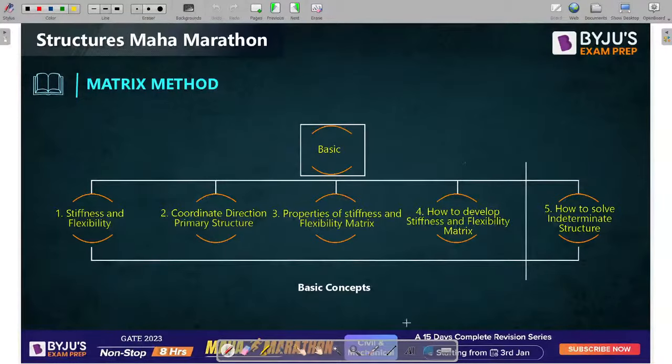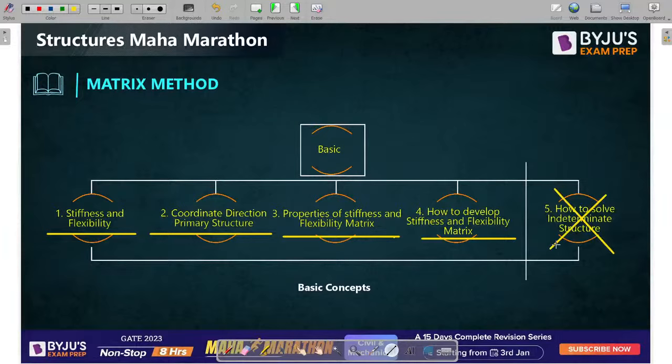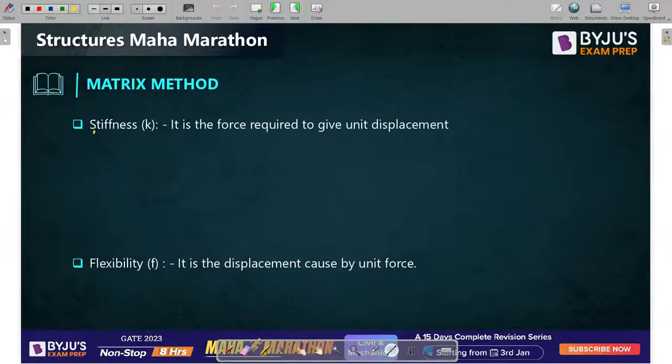Now guys, what are the things we have to understand if you want to understand the matrix method? Stiffness and flexibility, coordinate direction, primary structure, properties of the stiffness and flexibility matrix, and how to develop it. And this last part is not important. Why? Because it is a complete solution of a structure, which is not possible in a 2-mark question.